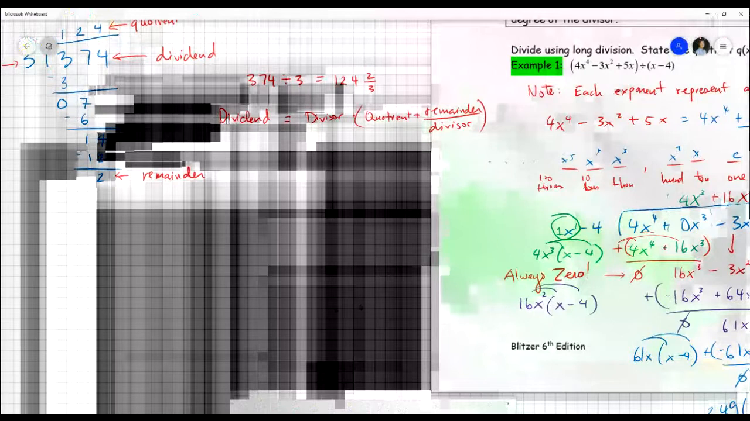So again, make sure that you have all of your digits present. So here we have 4. I don't have an x cubed, so I need to use a placeholder. And my c here would be 4. Okay, so again, I'm going to write it up here just so we remember that all of our terms are present.